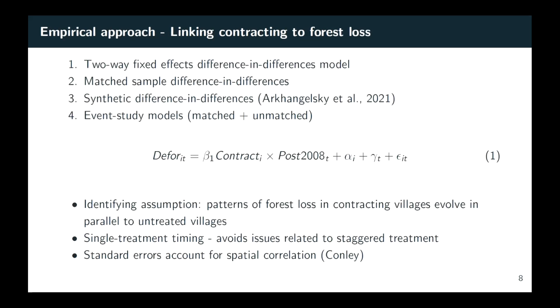Okay, so our empirical approach is basically the same for all of our different estimation strategies. The estimating equation looks basically the same, but we're going to use a variety of different control population compositions. So we're estimating a two-way fixed effects difference in difference model with the full set of control villages in the central region. We then look for the most comparable control villages using a propensity score matching approach. And then we're also doing a synthetic difference in difference estimation from Arkhangelsky et al., 2021.